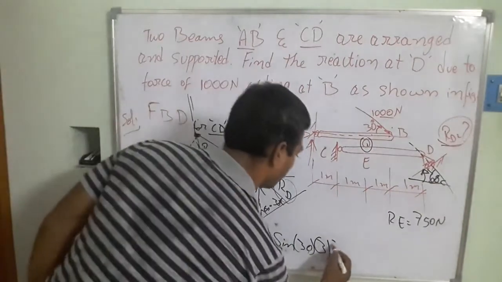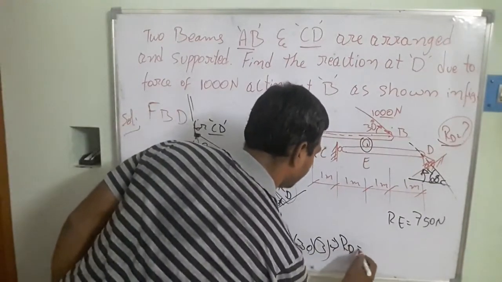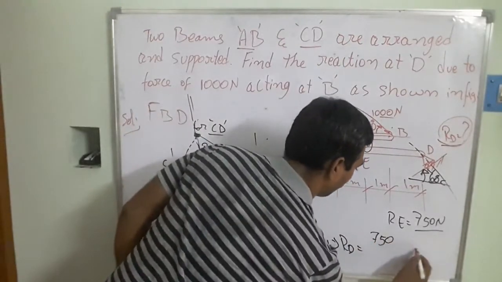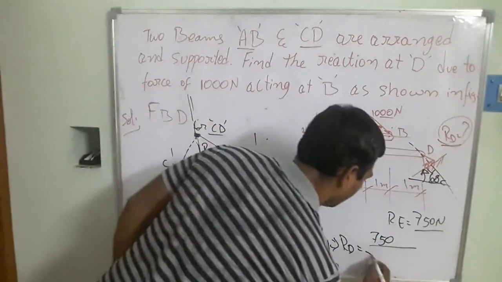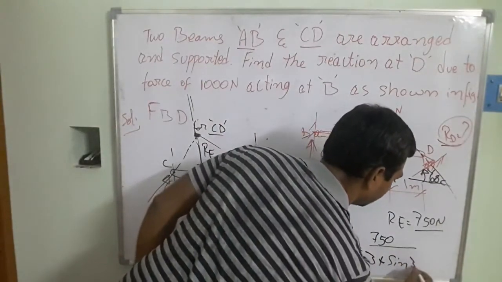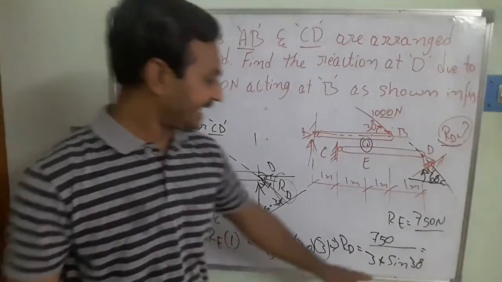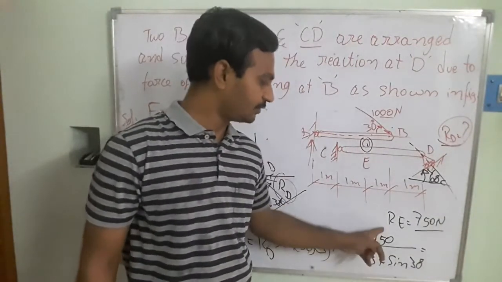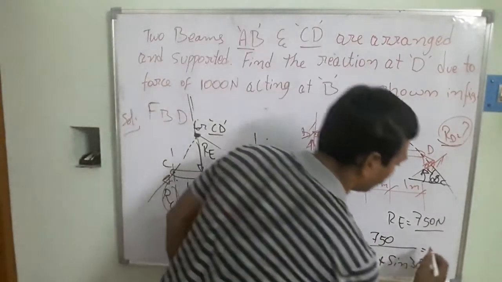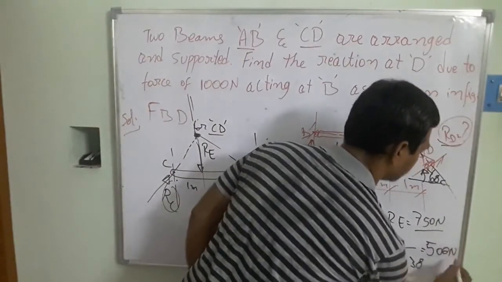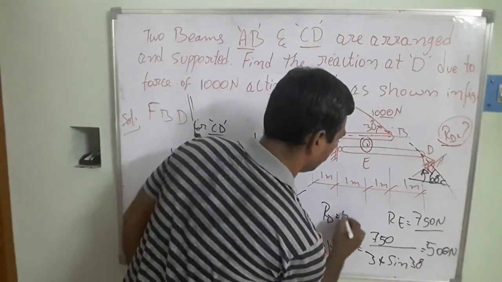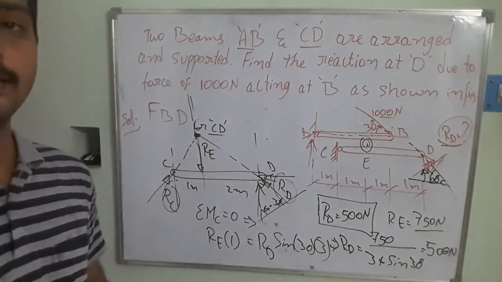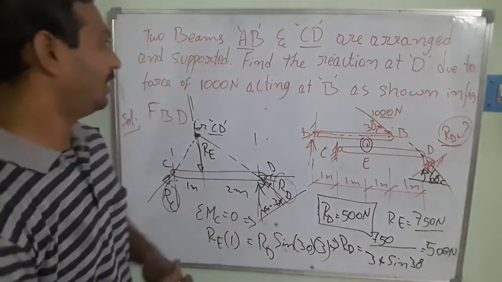Right? And from this one, RD is equal to how much do we have? That is the 750 by 3 into sine 30 degrees. So then what will happen here? The sine 30 is equal to 1 by 2 and this is 3. So then it is going to be 1500 by 3. So that is going to be 500 newtons. I got it. So RD is equal to 500 newtons. So this way we can calculate the reaction forces at D by using the equations of equilibrium.